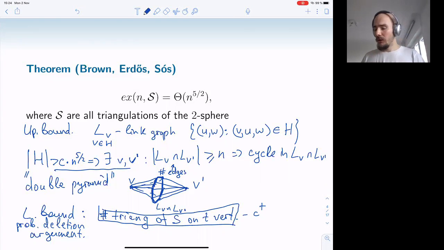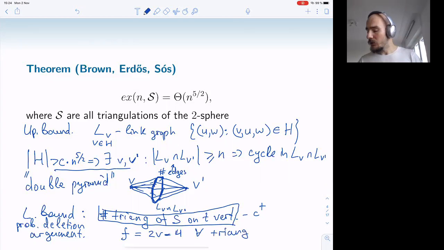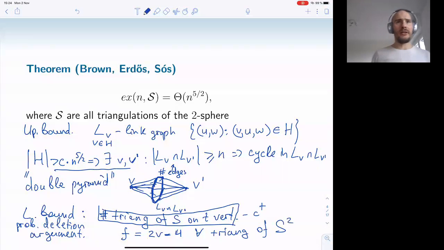And here we use Euler's formula, which tells us that for any triangulation of S2, the number of faces is equal to the number of vertices minus 4. And these two things are enough, and then you substitute all of that in this deletion argument, and then you get it. So for each particular triangulation, you know what would be the expected number, n to the number of vertices times p to the number of faces, and you know the number of triangulations.